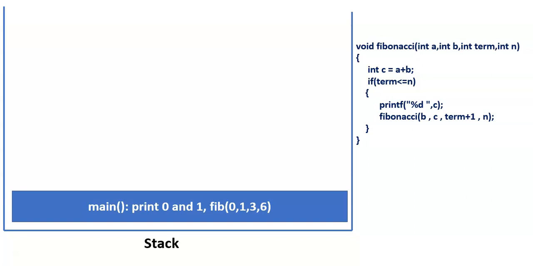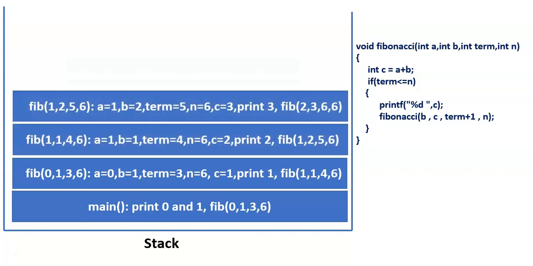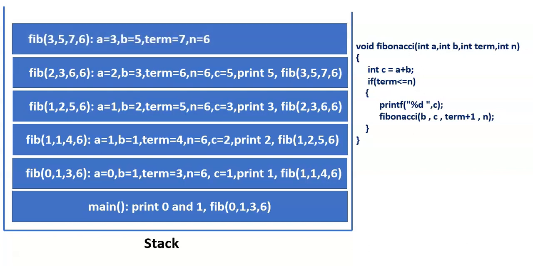Then it is calling the Fibonacci function. And again Fibonacci of 0, 1, 3, 6. It is calling another Fibonacci function. Similarly, in this fashion we will get different Fibonacci function calls. Now we will see how these are executed.